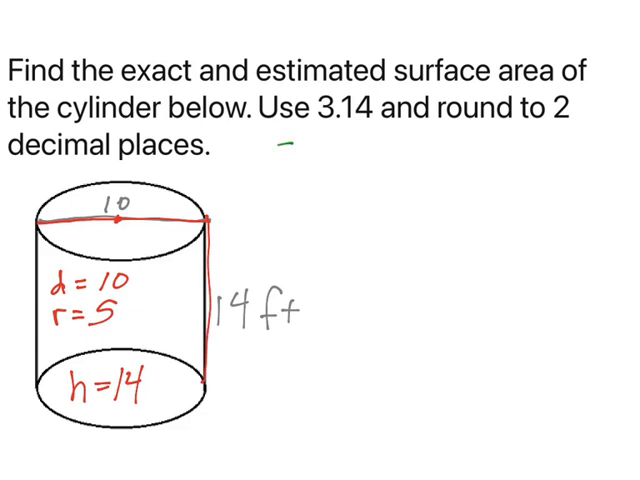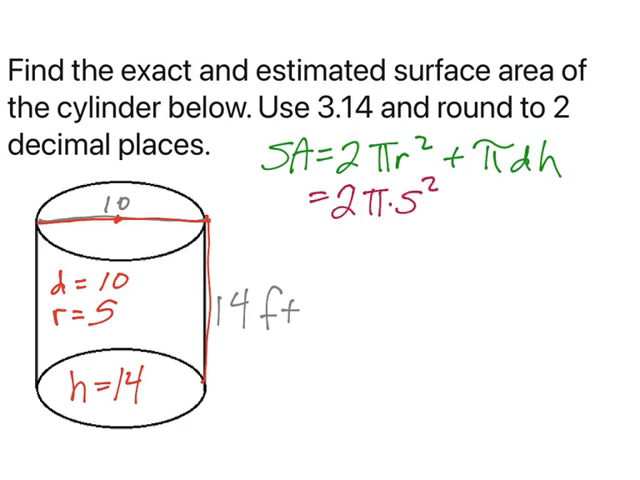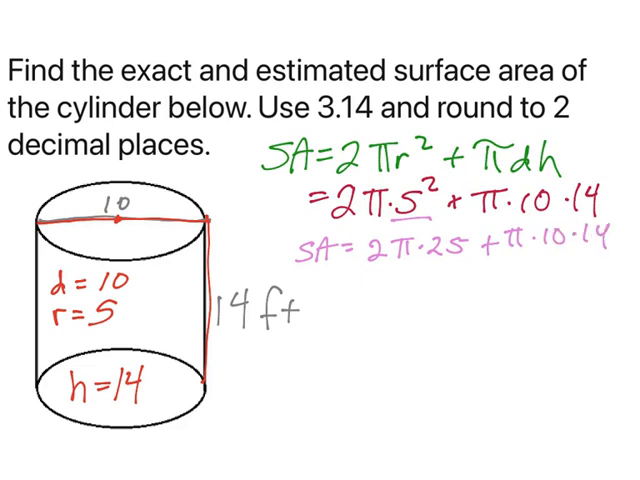Again, the formula is surface area equals 2 pi r squared plus pi d h, the two bases plus the lateral face. Plug in what we know. We know that the radius is 5, square it. We know the diameter is 10 and the height is 14, and simplify. We always do order of operations, so we start with the exponent. 5 squared gives us 25. Still keep the pi times 10 times 14.